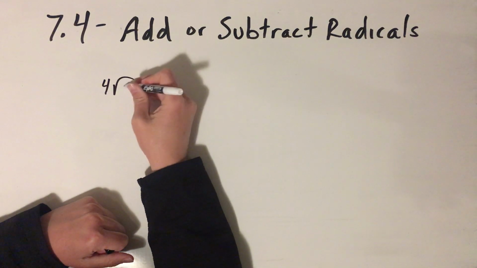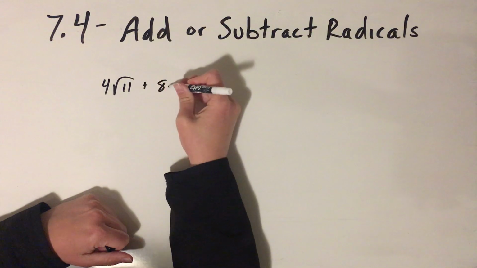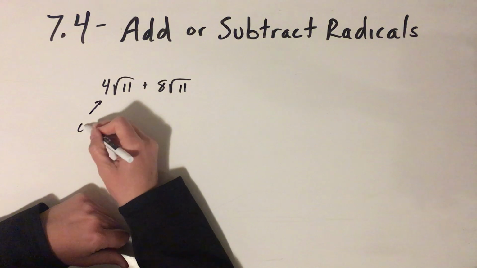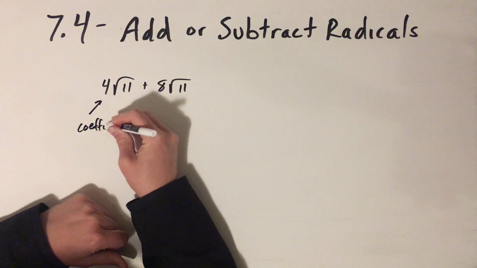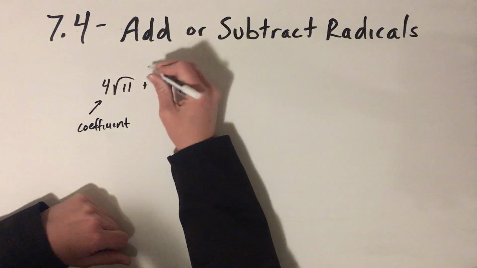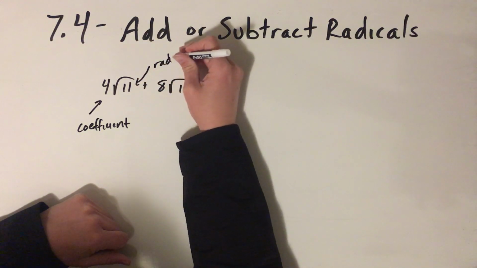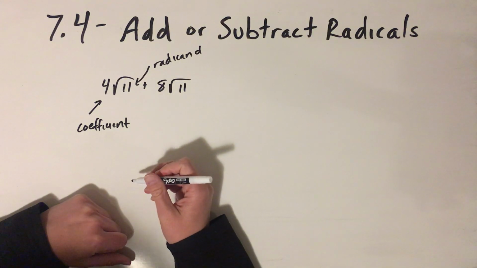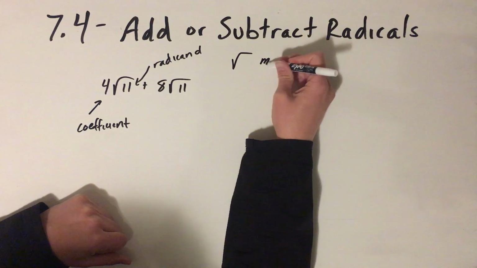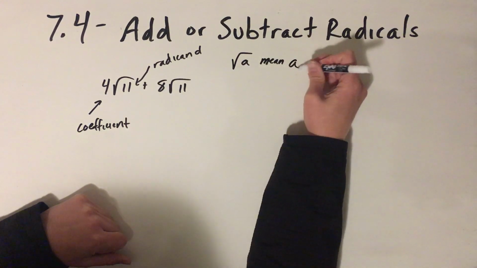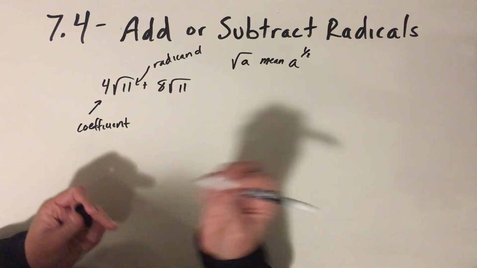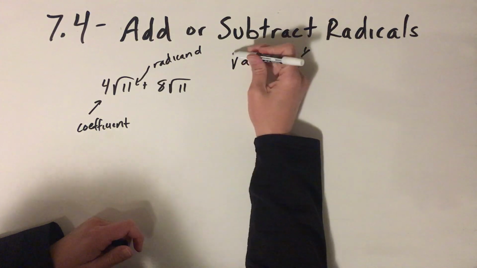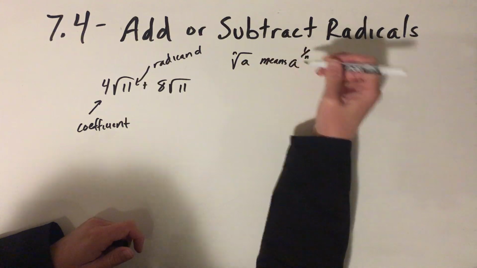If I have 4 square roots of 11, and I want to add that to 8 square roots of 11. Right here, this is basically a coefficient. Okay, and remember that what's under here is the radicand, and that the square root symbol itself means that thing to the 1/2 power, right? Or to the fractional power, whatever it is. Let's say that this is n, whatever that is. So this is what it means.